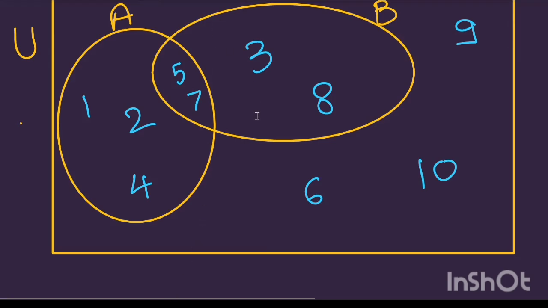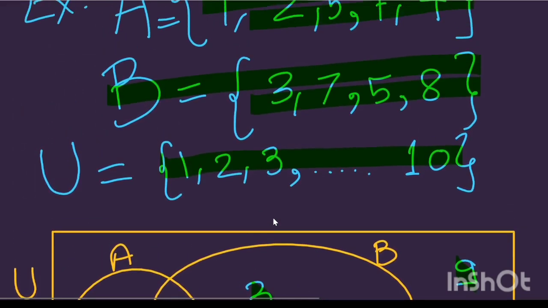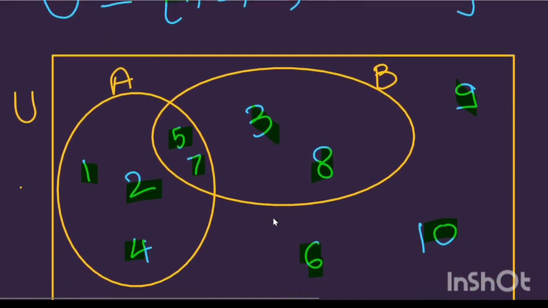So guys, after adding the entries, it will look like this. As you can see here, A has elements 1, 2, 4, 5, 7. I have made 5 and 7 inside this common region, which is indicating their intersection. Then 3, 8, and the elements which are not in A as well as B: 9, 10, and 6. Here I have written the elements of A, B, U inside this Venn diagram.